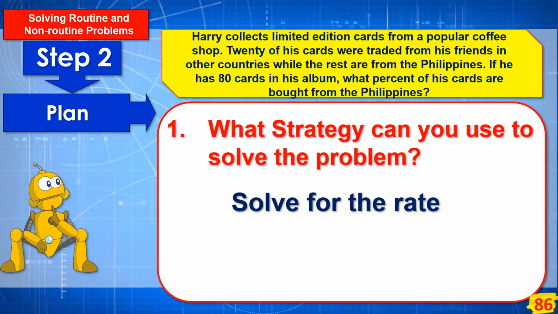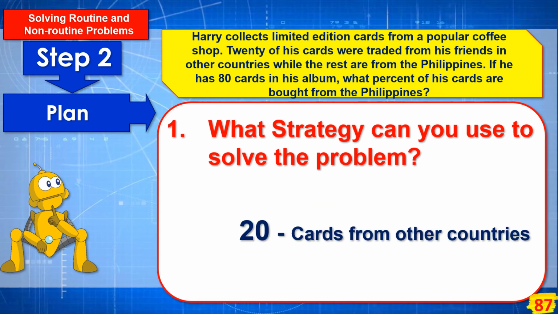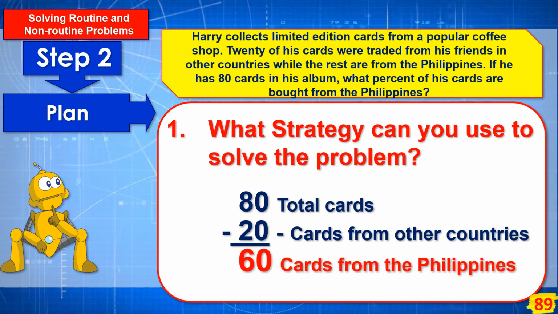Since the rate of cards bought from the Philippines is asked, we have to know the percentage of cards from the Philippines. Thus, if 20 are from other countries, and there are a total of 80 cards, Harry must have 60 cards that are bought from the Philippines.